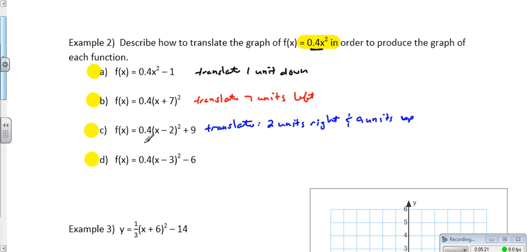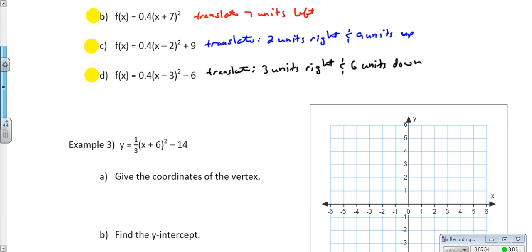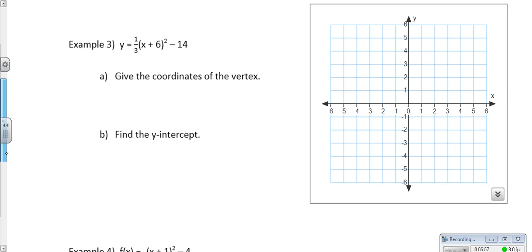Next one, again, translate 3 units. Inside the parentheses is a left-right shift, opposite effect, so -3 is 3 units to the right. And 6 units. Outside the parentheses is a vertical effect, and it's as is, so 6 units down. All those things.